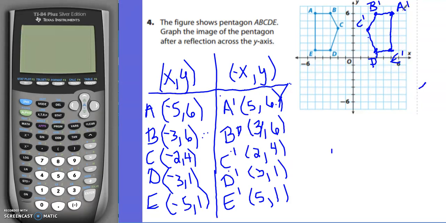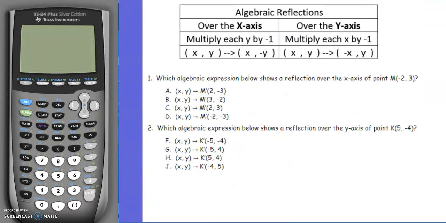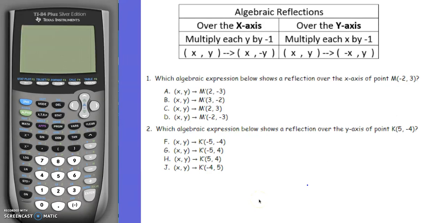Flip it over to the back side. Okay. On the back side, these are the algebraic reflections. If you reflect it over the x-axis, the x stays the same. If you reflect it over the y-axis, the y stays the same.